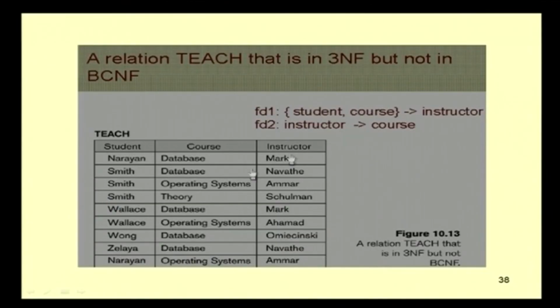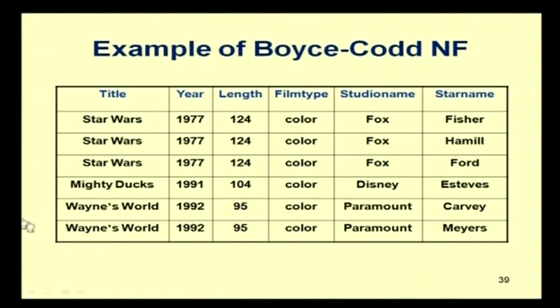If you look here, this is a relation which has student, course and instructor. Now, student, course determines the instructor, but you also have the instructor determining the course. So this relation is in third normal form, but is not in Boyce-Codd normal form. Now, this is an example of a relation in Boyce-Codd normal form.